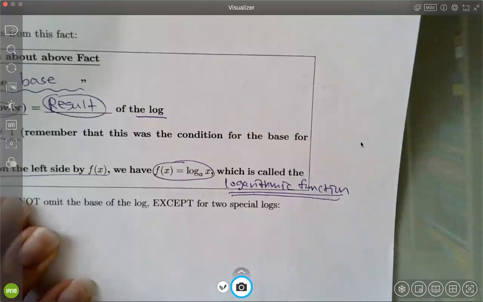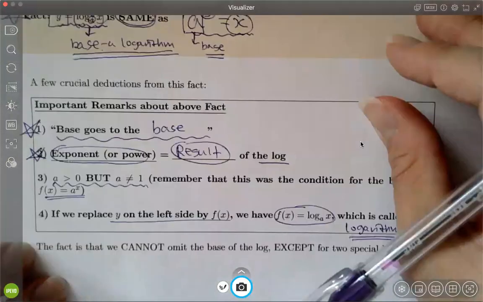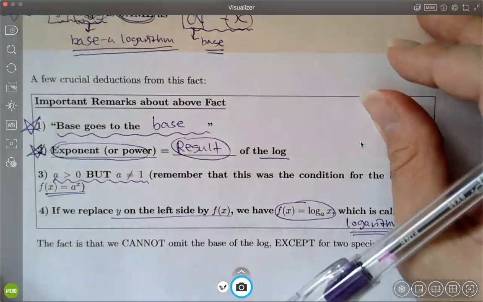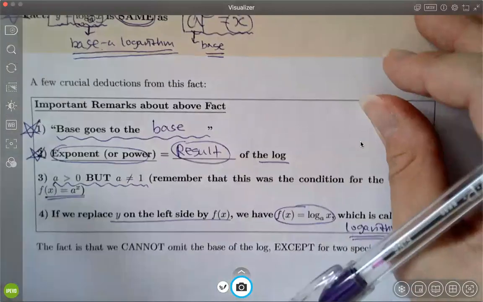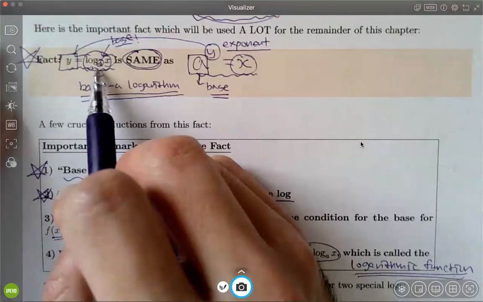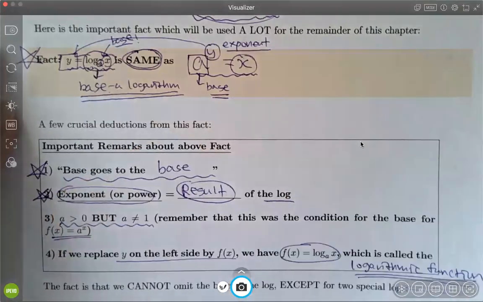Now, the fact is that we cannot omit the base of the log. So that means this little a here cannot be removed. That must stay, except for two special logs. And these come on the next page.